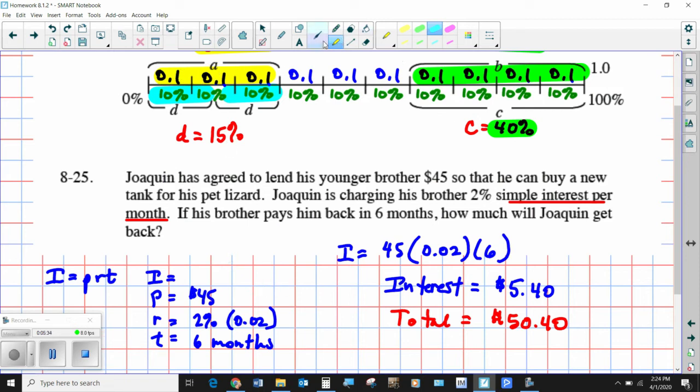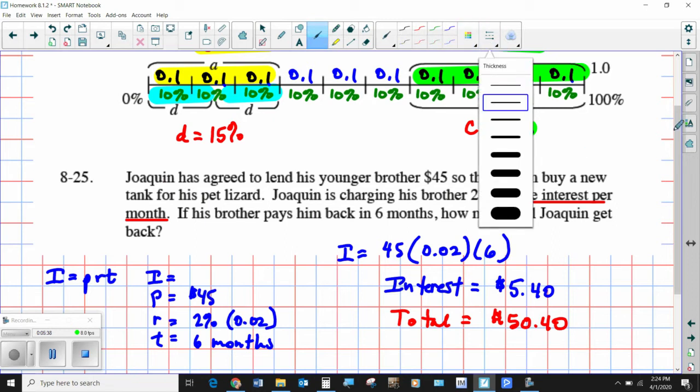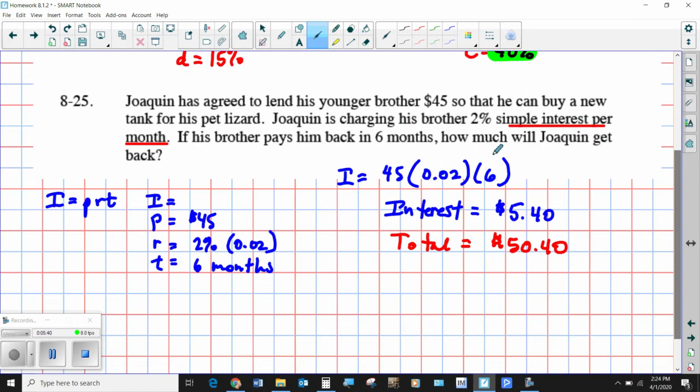All right, for problem 25. What do we have going on here? We've got Joaquin has agreed to lend his brother $45 so that he can buy a new tank for his pet lizard. Joaquin is charging 2% per month simple interest. So this is an I equals PRT kind of a problem where we want to write down the I, the P, the R, and the T, and then fill in what we've got.